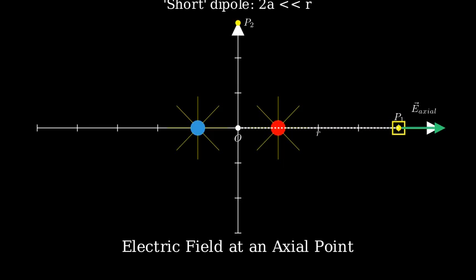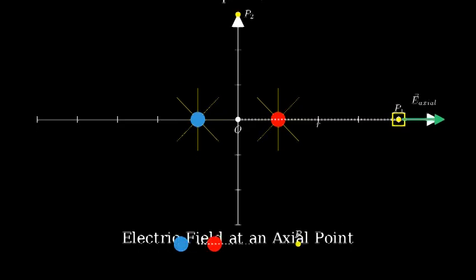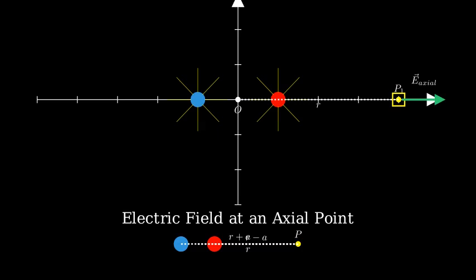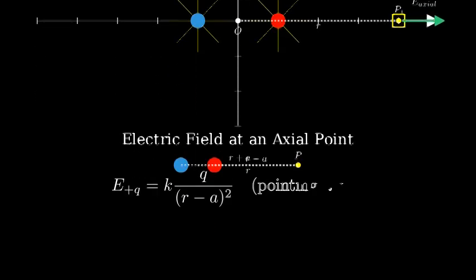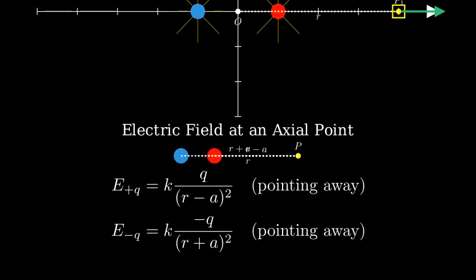The positive charge creates a field pointing away from it, while the negative charge creates a field pointing towards it. Let's denote the distance from the positive charge to P as r minus a, and the distance from the negative charge to P as r plus a. Using Coulomb's law, the field due to the positive charge is k times q divided by (r minus a) squared. Similarly, the field due to the negative charge is k times minus q divided by (r plus a) squared.